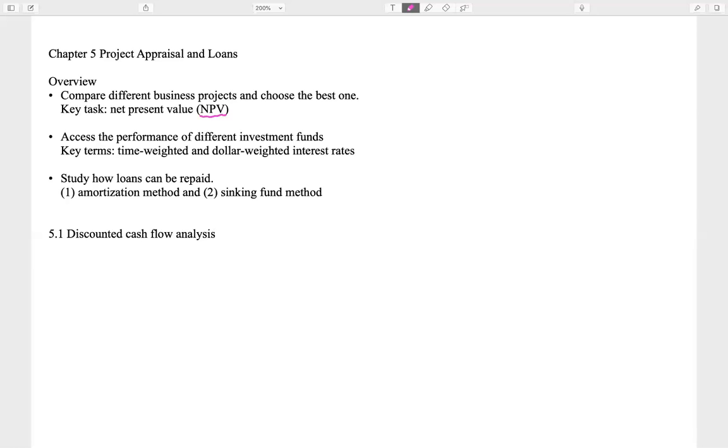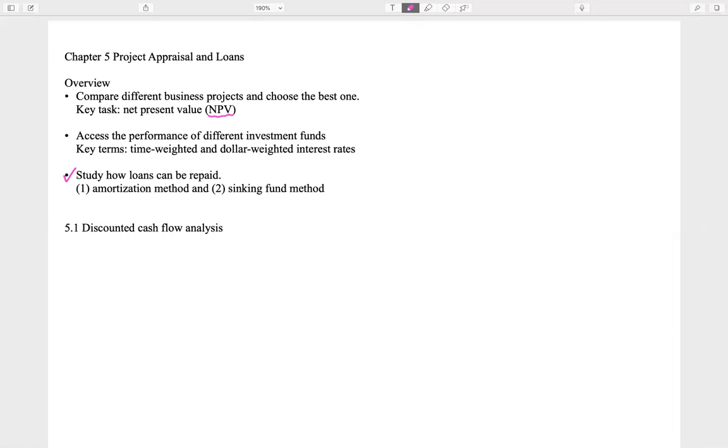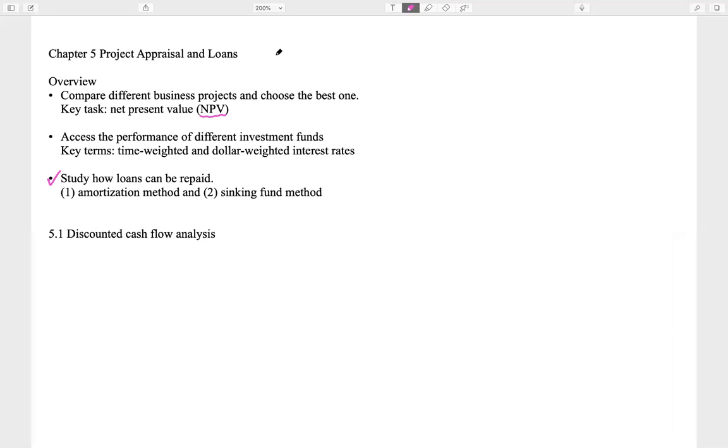So there are many ways to think of loans in our daily life. They are pretty much everywhere. We studied two specific methods to pay back the amount you borrow: the amortization method and the sinking fund method. I would argue the last one is very important for this course. Okay, let's begin with the first one.